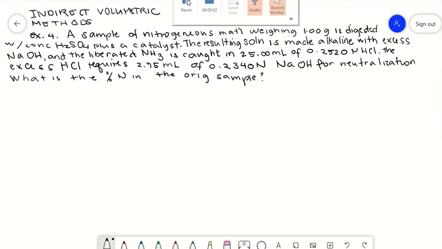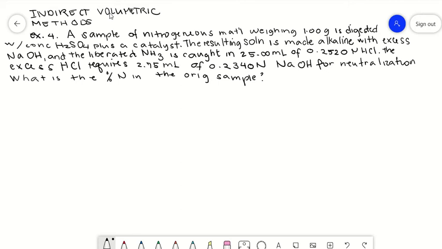One topic in indirect volumetric method of analysis is the indirect volumetric method. In this indirect method, we make use of the Kjeldahl method to determine nitrogen in organic compounds. So these are the steps involved here.